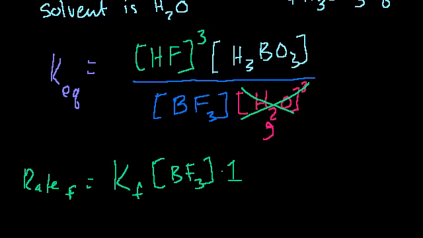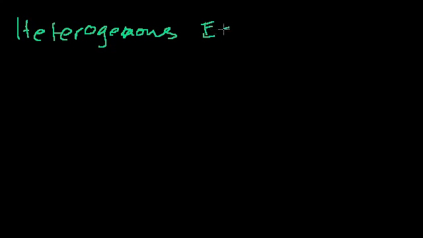Now, what about the following reaction? This is called a heterogeneous equilibrium. Any equilibrium where you have different states of matter is called a heterogeneous equilibrium. And so let me write another heterogeneous equilibrium.